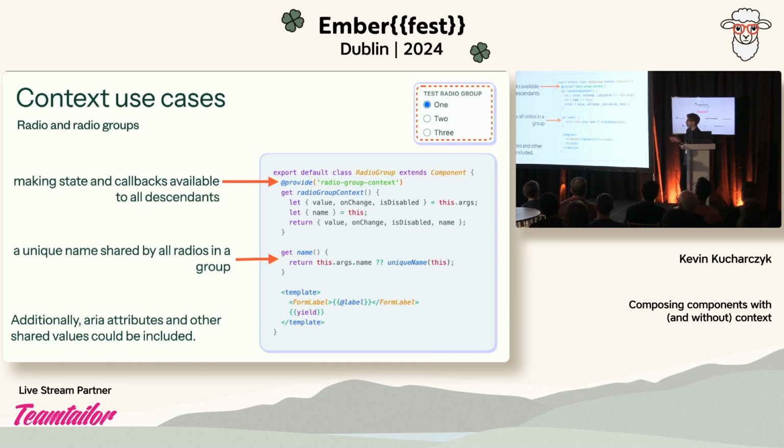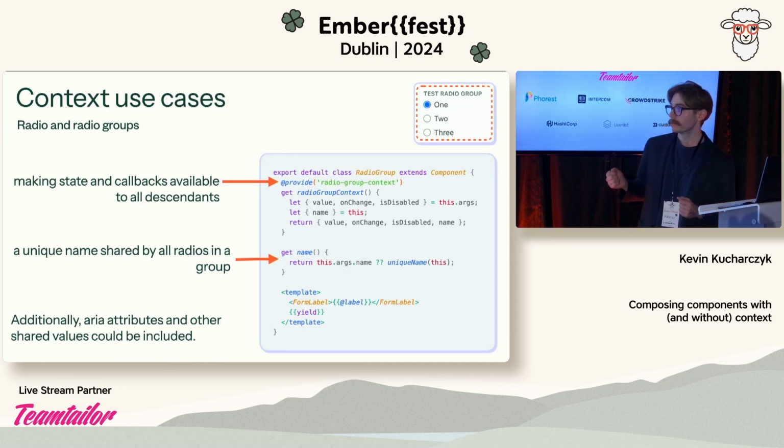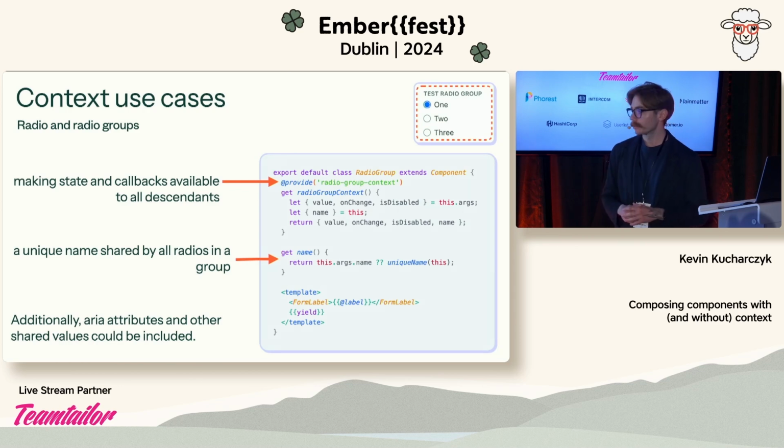Not pictured here would be additional attributes, like ARIA attributes, because we could also generate stuff like IDs that we could then apply on the label and the radio inputs to tie them together accessibility-wise, so that as a developer, I don't need to do that manually, and I can trust my component to be accessible automatically, magically, straight off the bat.